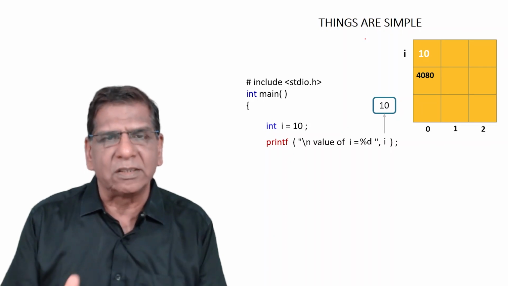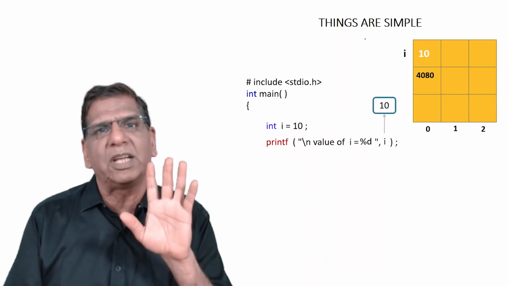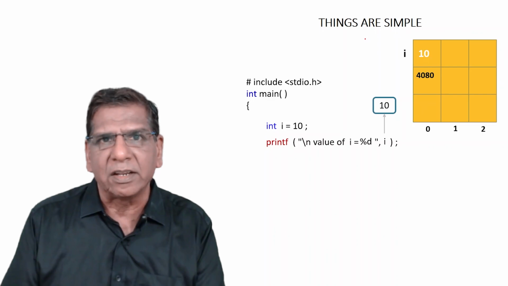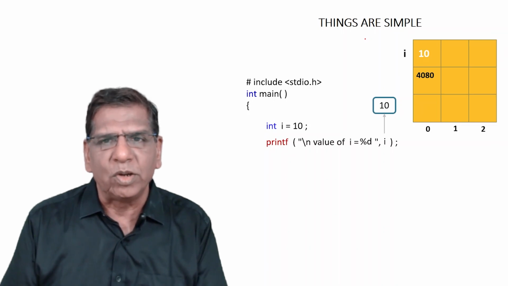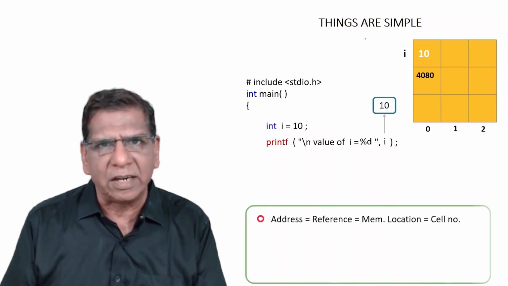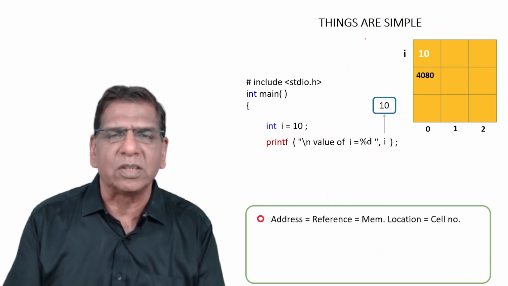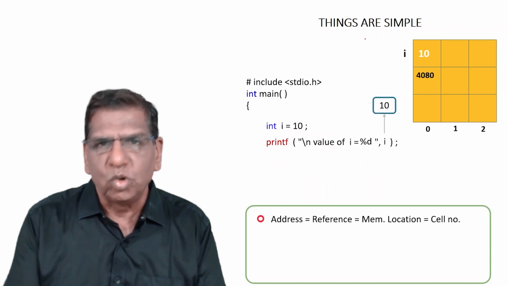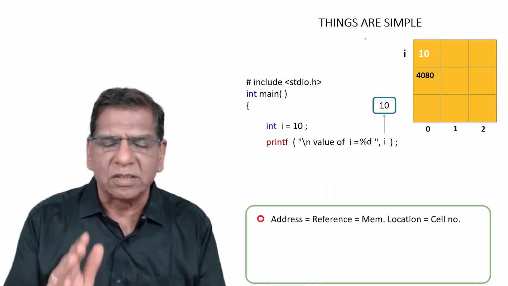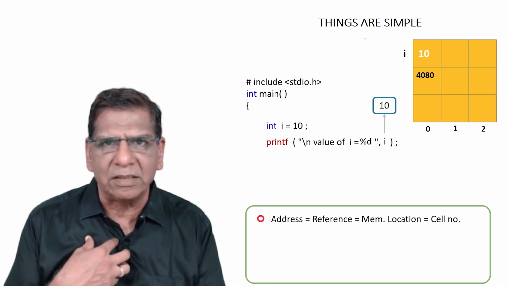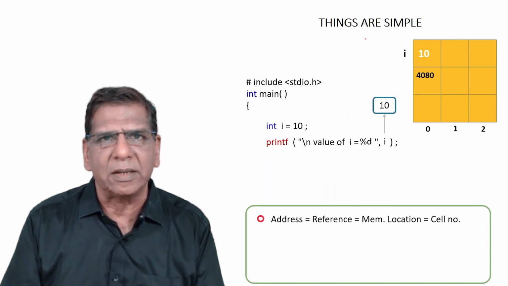As I said, we cannot exercise control over where i will be granted a location. But once it has been granted a location, you can always figure out which location has been granted to it. You can do so by asking for its address, that is 4080, which is also known as a reference or a memory location or a cell number. To me, out of these four terms, address is the one which makes most sense, for the simple reason that the place where I stay, that's my address. Similarly, the place where the variable i is stored, that is the address of the variable i.